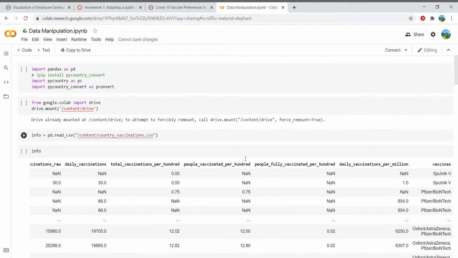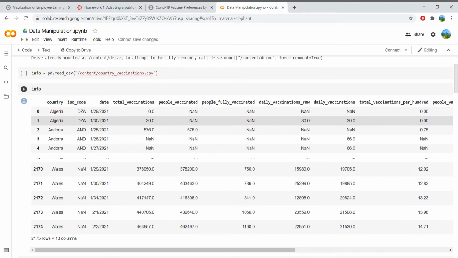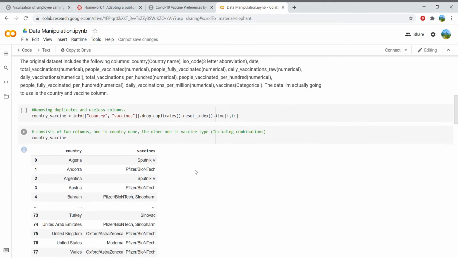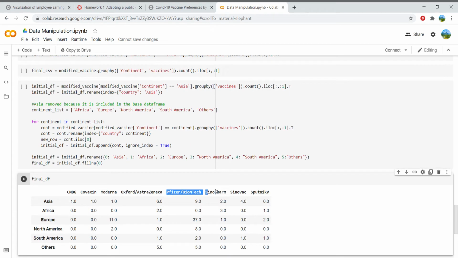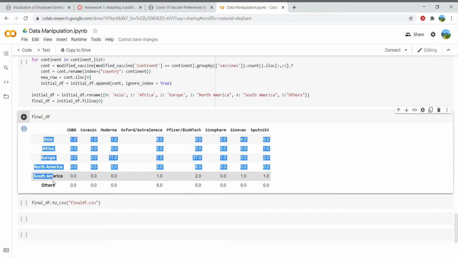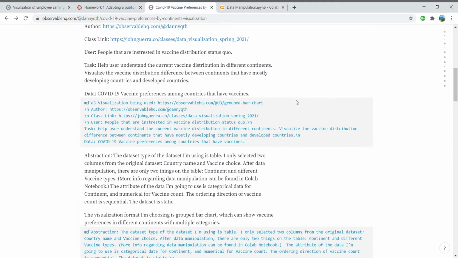So this is the original data set. We see the countries, dates, vaccination data, as well as the vaccine preferences. I did a bit of manipulation here using Python pandas, and this is what the dataset looks like after the manipulation. So here's a list of vaccines, here's a list of continents, and these numbers represent the number of countries in this continent that use this specific type of vaccine. So let's go back to the notebook.